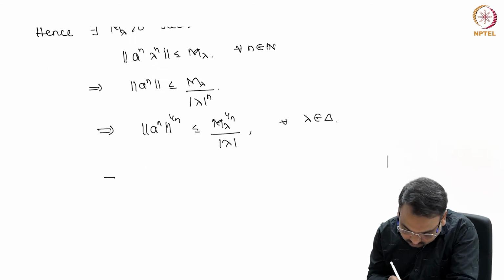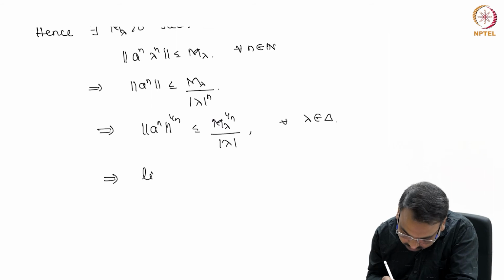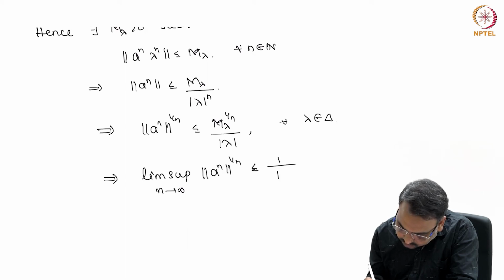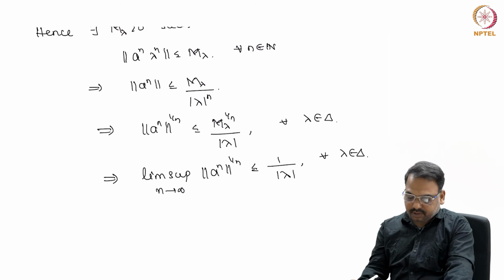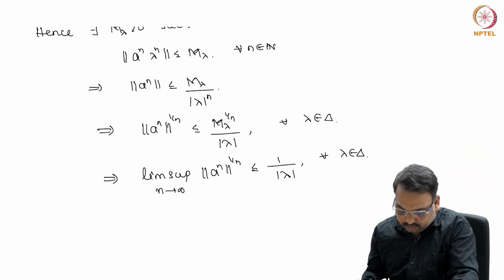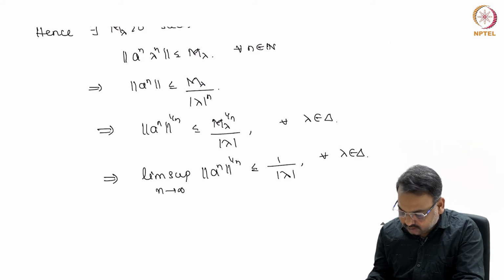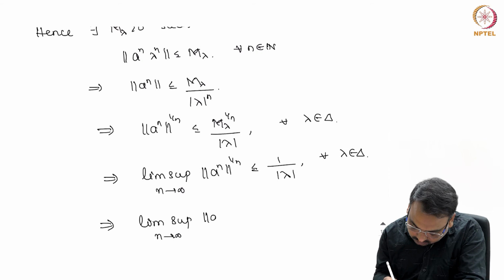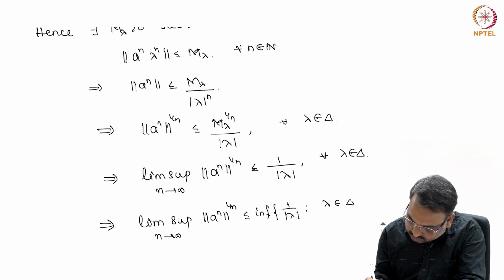Now as n going to infinity, we can take lim sup. So this exists and it is less than or equal to 1 by |lambda| for every lambda in delta. Now when lambda is in delta, this implies lim sup as n tends to infinity of norm A^n whole power 1 by n is less than or equal to the infimum of 1 by |lambda|, where lambda is coming from delta.